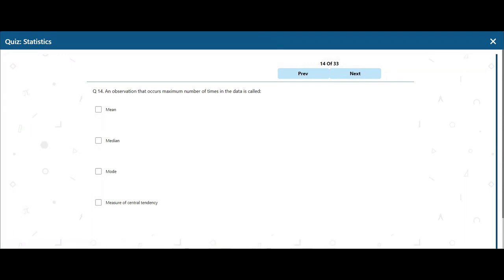Next is Sachin. Last answer. An observation that occurs maximum number of times in the data is called? More, ma'am. Correct.